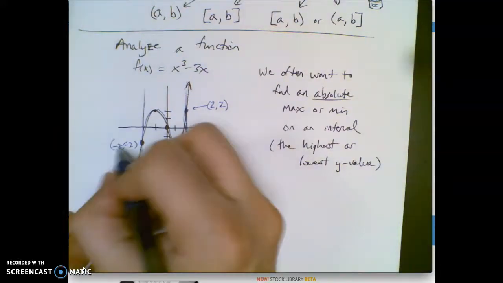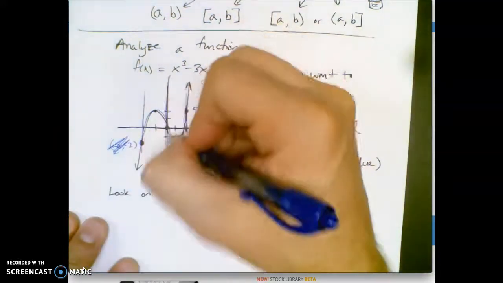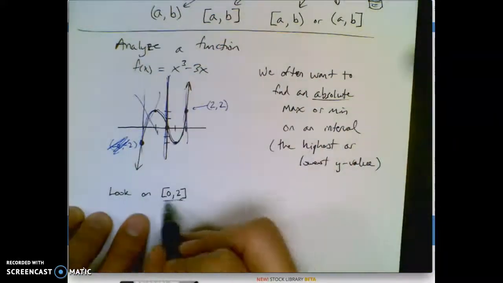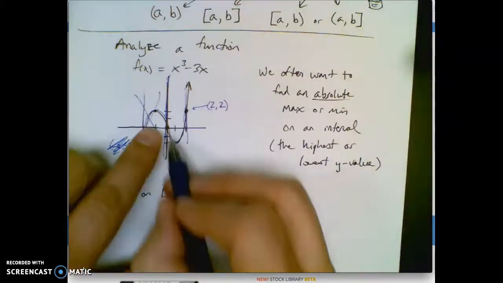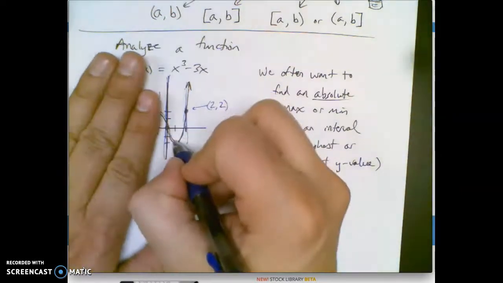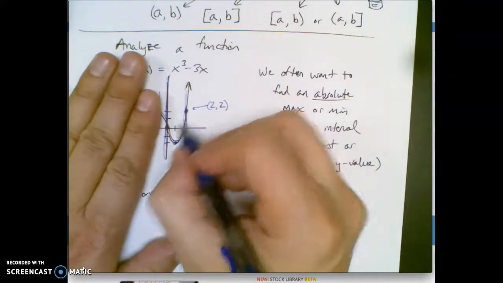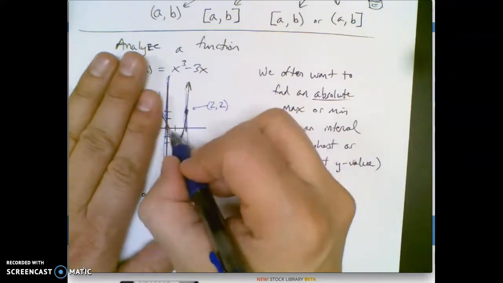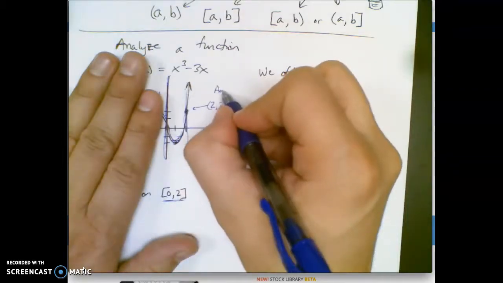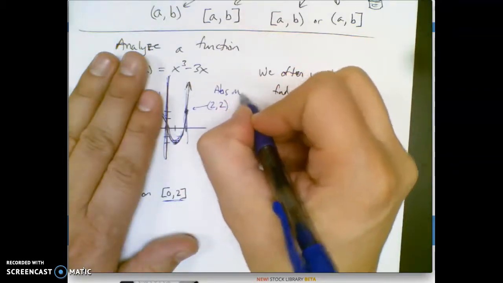Oh wait, I don't need to check over here. Gosh darn it. I'm checking from here to here. Scratch that. These are x values from 0 to 2. Okay. So I'm going from here to here. So basically, if I look at this chunk of the graph, the very highest point is right up here. So this would be my absolute max.